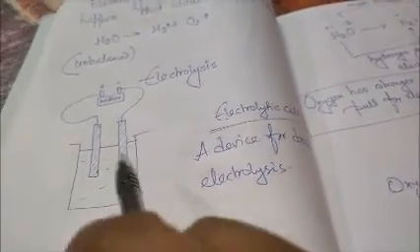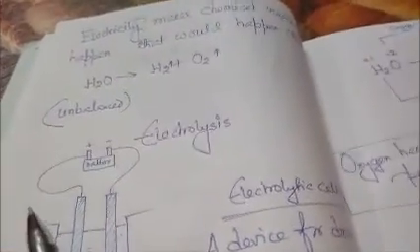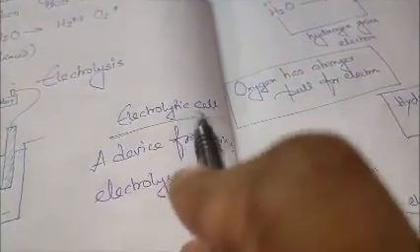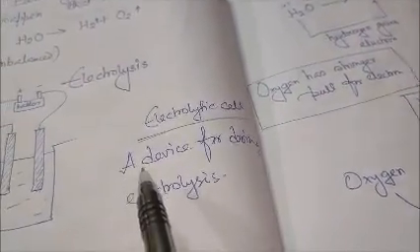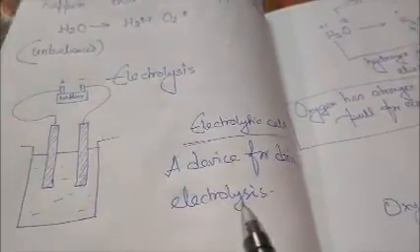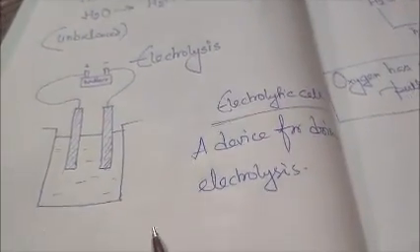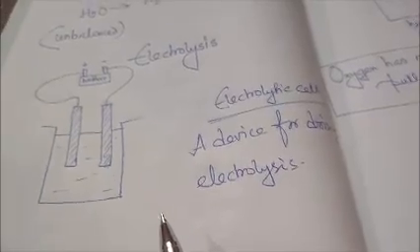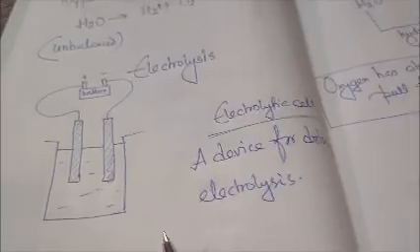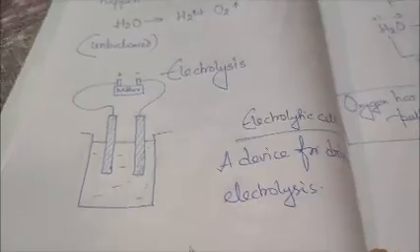And what this cell we can call, earlier I have told that the one which produced electricity is called the galvanic cell, and this one is called the electrolytic cell. Electrolytic cell means a device for doing electrolysis, right? Hope you can understand the difference between these two types of cells. One is to produce electricity, one is to use electricity to make the chemical reaction happen, right? Hope you understood this.